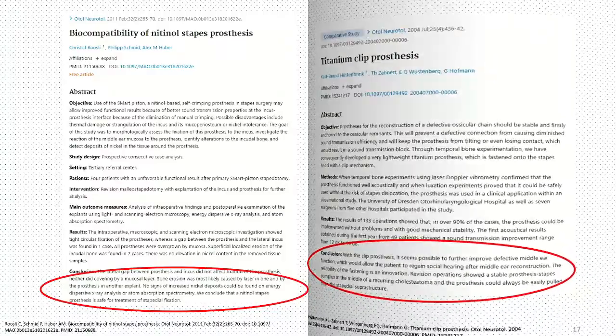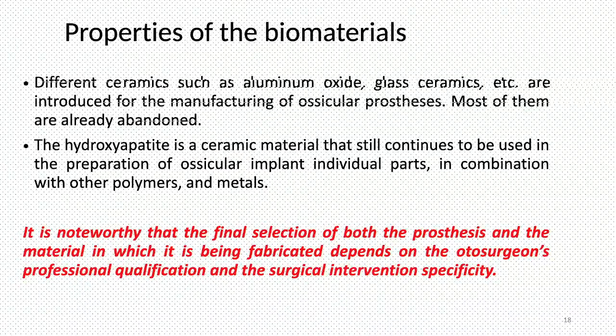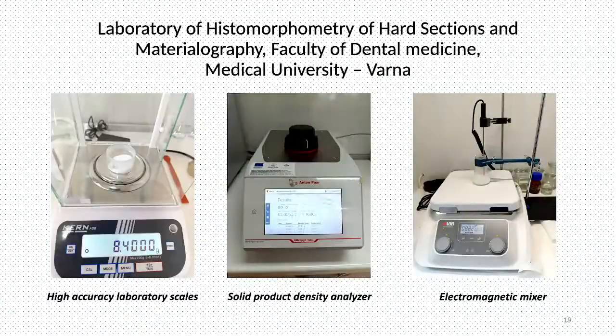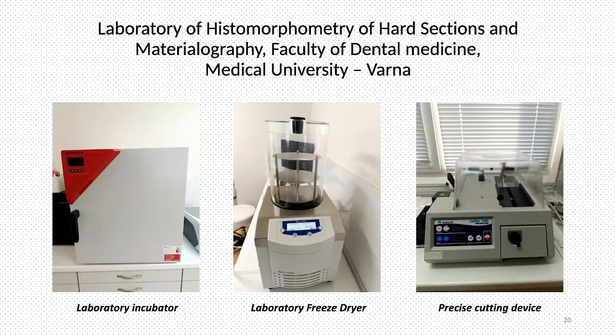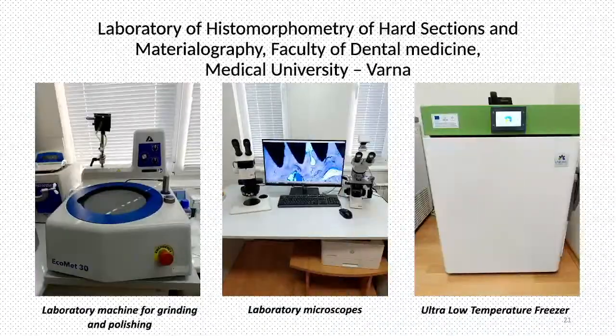Another good study about the biomaterials. Different ceramics such as aluminum oxide, glass ceramics, most of them are already absorbed. Hydroxyapatite is a very interesting ceramic system. We are happy that nowadays we use prostheses of this material. This is our laboratory of histomorphometry, the cutting section of the materialograph in our dental faculty and Medical University of Varna. Laboratory incubator, laboratory freeze dryer, and precision cutting device.